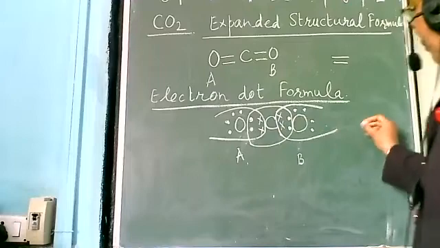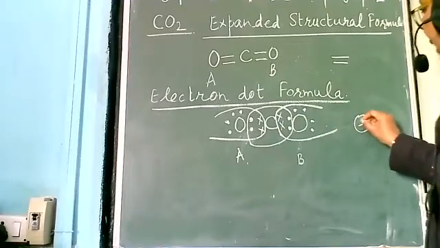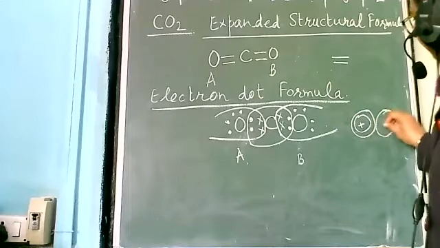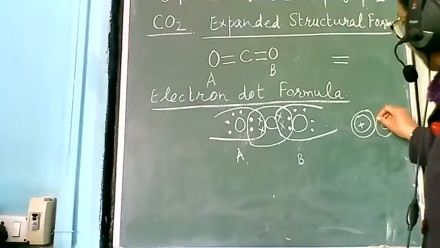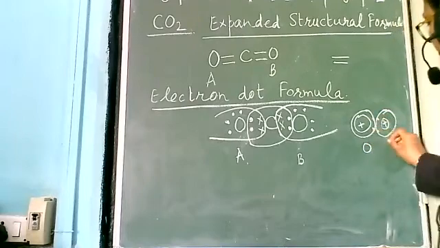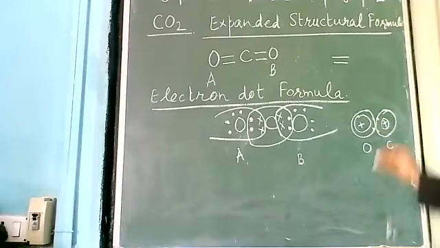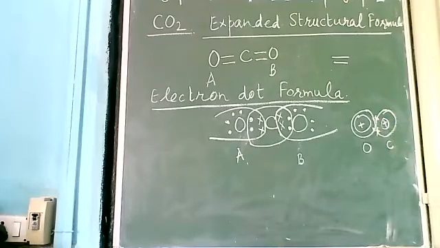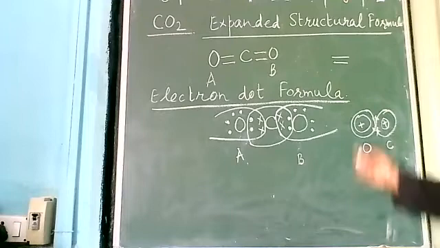At that time, I told you that they have come very close to each other, such that their outermost valence electrons are being shared with each other. They have come very close. So suppose this is oxygen, this is carbon. That's where they are sharing. Clear?